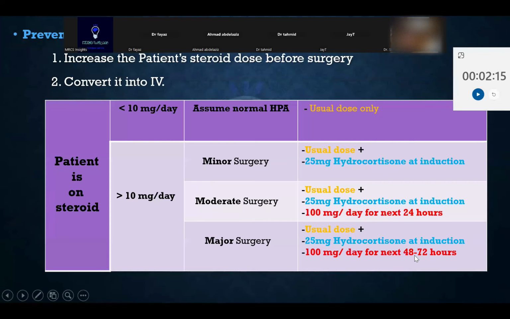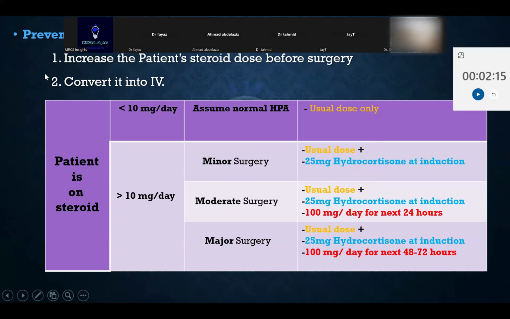Okay, so prevention of Addisonian crisis. At first you have to tell this: in case of patients who are on steroids, if they are undergoing any urgent surgery.